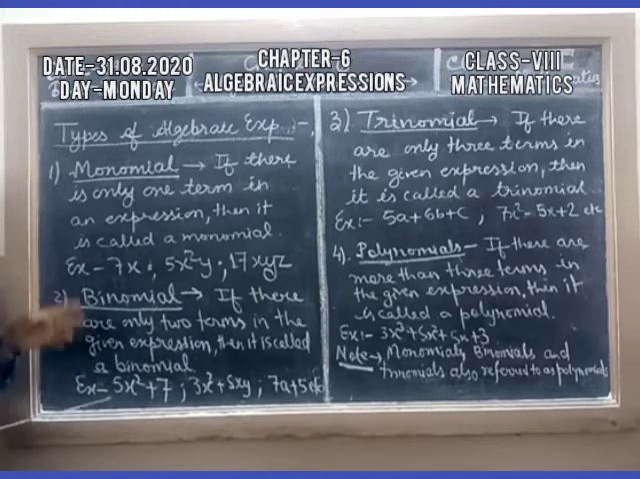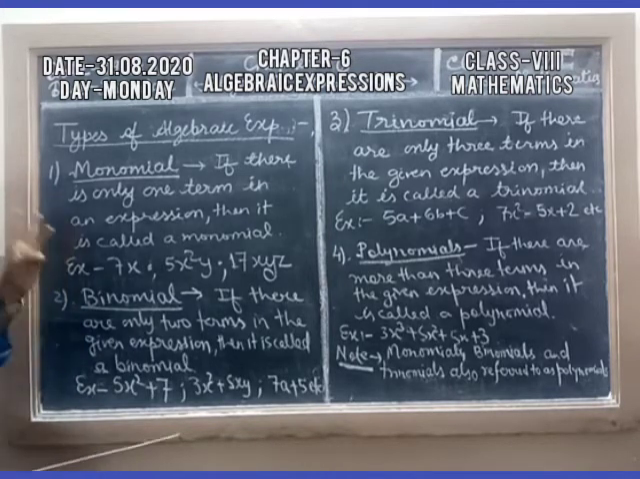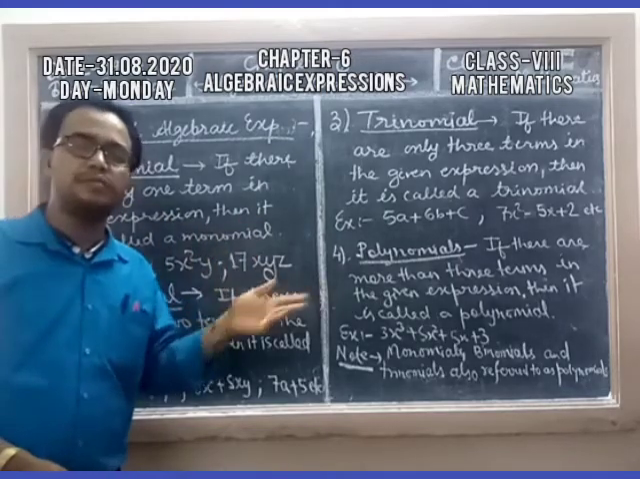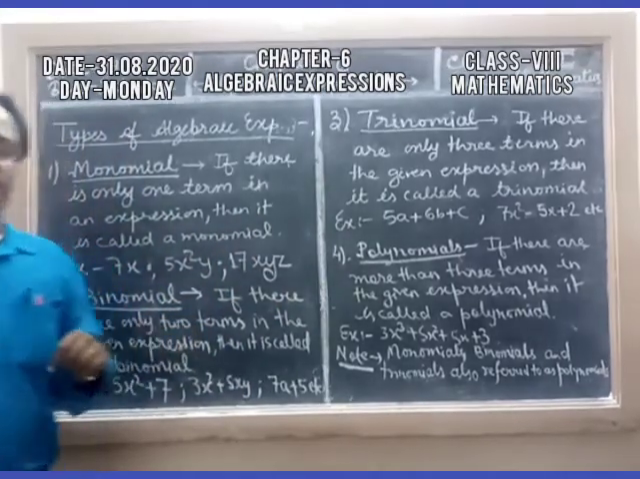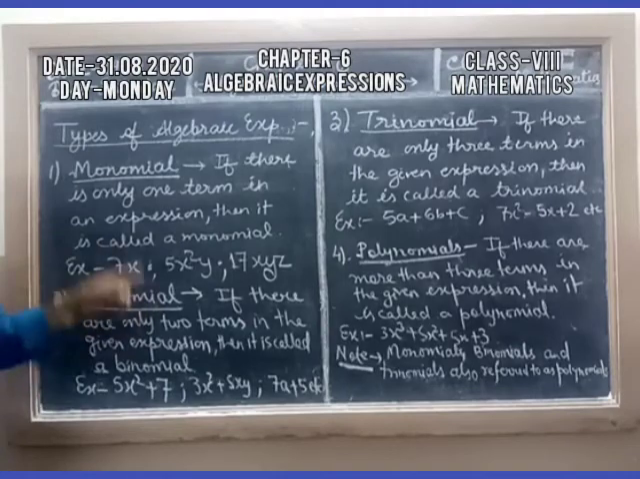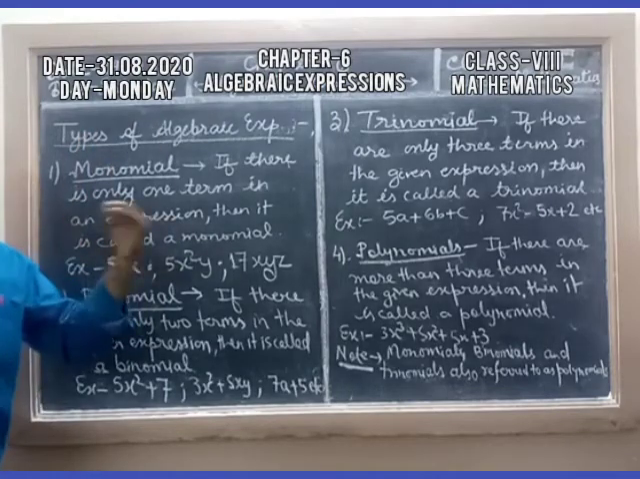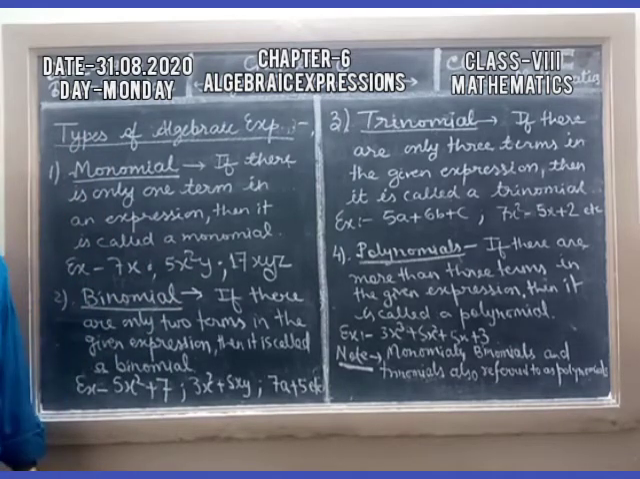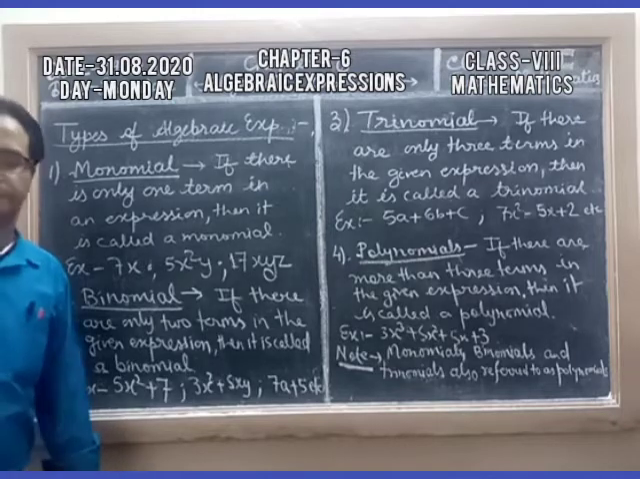You may understand that monomial means single term, binomial means two terms, trinomial means three terms, and more than three terms, that is polynomial. And all these monomial, binomial and trinomial are also called types of polynomial. Get it?